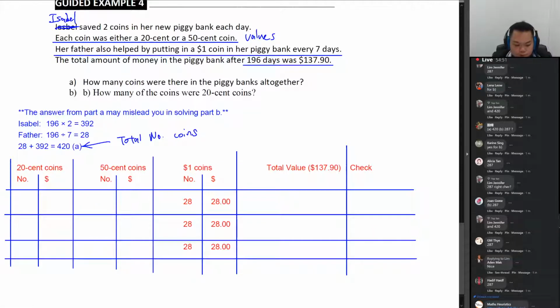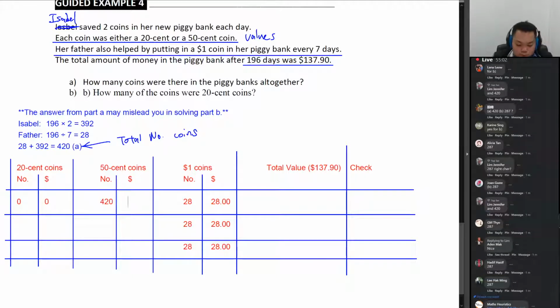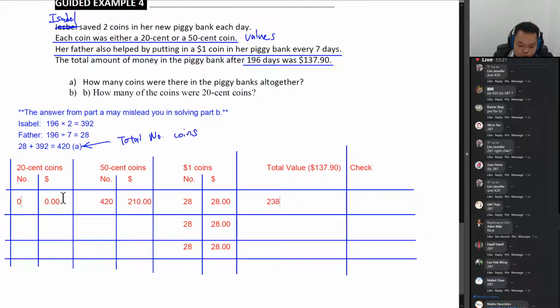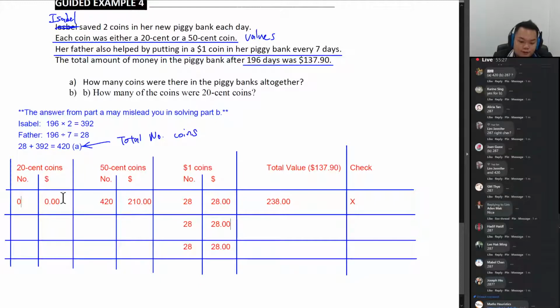Okay, so to find out how many were 20-cent coins, you say that there were no 20-cent coins first. Then you are not going to have any money coming from there. 420 50-cent coins will give you 420 times 0.5, $210. So if you add up everything over here, you end up with $238. Alright, so this will be confirm wrong one, because you must have at least one 20-cent coin.